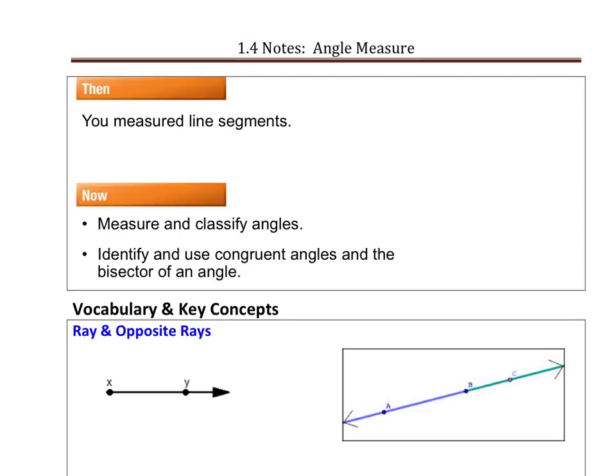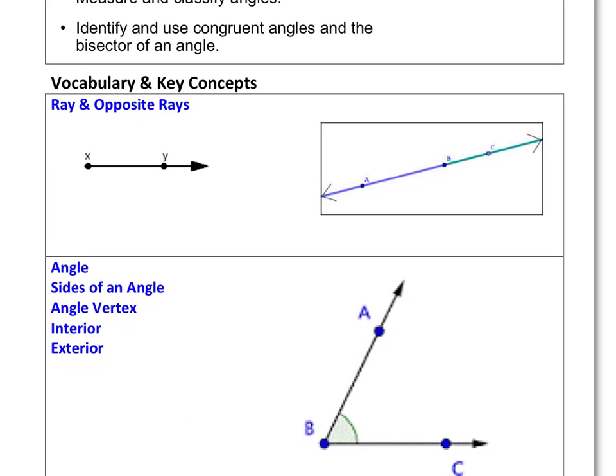Hi everyone, this is section 4 out of chapter 1 and the title of this section is Angle Measure. In this section we are going to measure and classify angles. Actually we'll also calculate angle measures if given an algebraic expression. We're going to look at congruent angles and the bisector of an angle, much like we did in the last section with segments. Okay, let's start with vocabulary and key concepts.